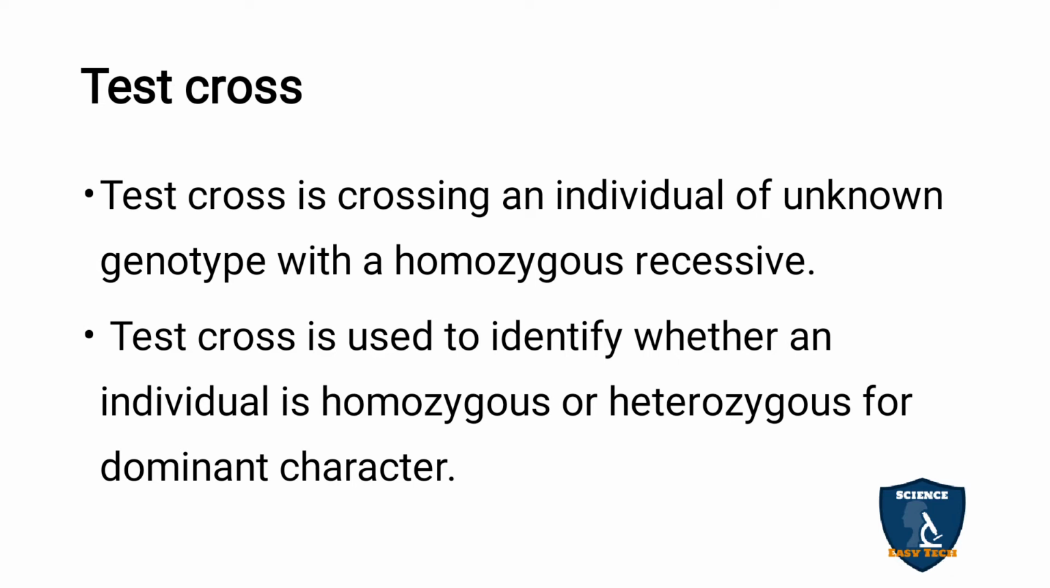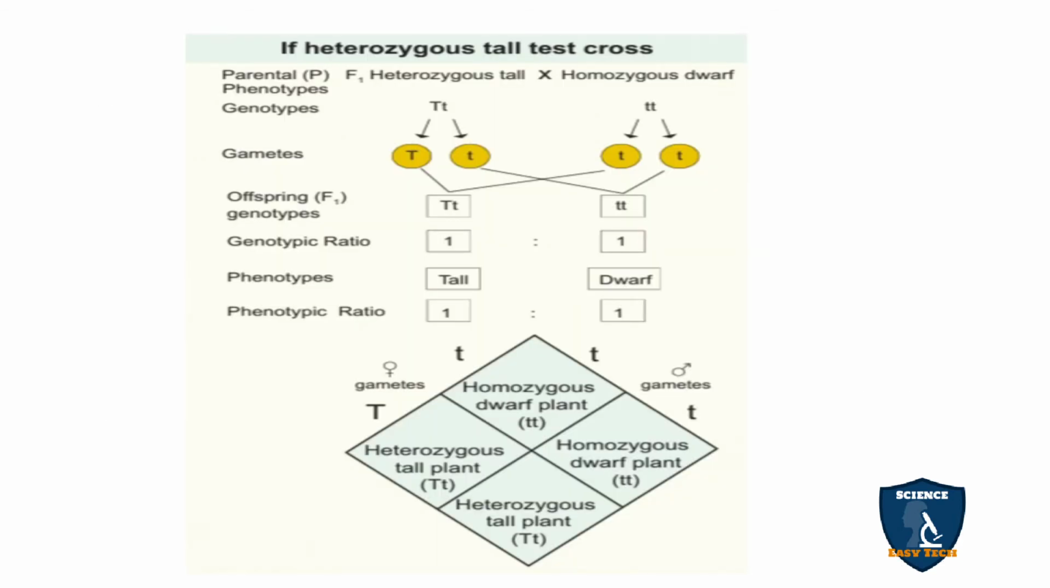A test cross is crossing an individual of unknown genotype with a homozygous recessive. Think correctly: a test cross always means the F1 individual or a dominant one is crossed with the recessive character only. It won't be crossed with a dominant or any heterozygous condition, but always with the homozygous recessive parent only. The test cross is used to identify whether an individual is homozygous or heterozygous for the dominant character. The first condition you are going to see is the heterozygous tall plant.